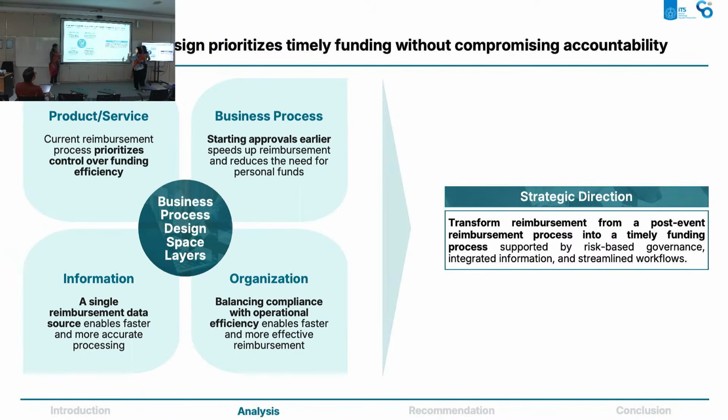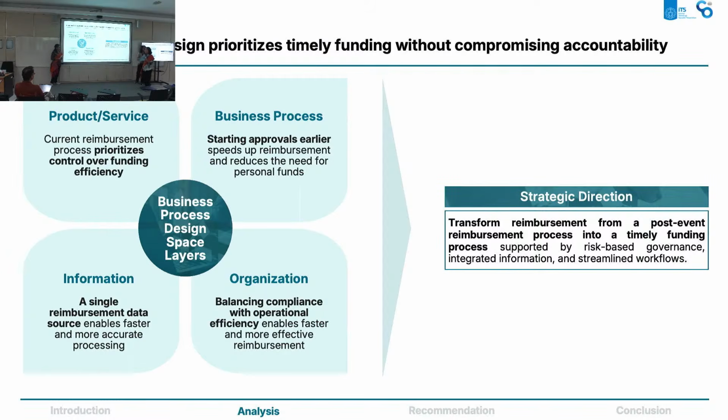The first one is the product or service layer. In this layer, we found that the current process prioritizes control over funding efficiency. The second one is business process. In the business process layer, we propose starting approval earlier, which can speed up the reimbursement process and reduce the need for committee members to advance their personal funds. The third is the information layer.